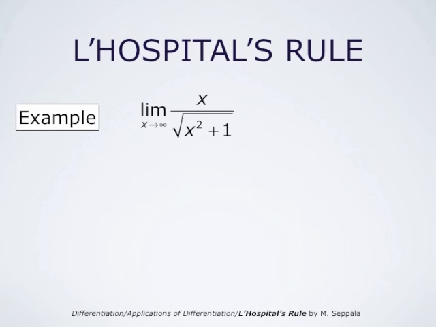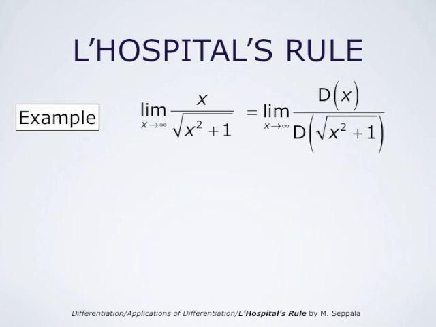Consider the limit as x approaches infinity of x divided by the square root of x squared plus 1. Here both numerator and denominator approach infinity as x approaches infinity, and we are tempted to use L'Hopital's rule. We get that this limit is the same as the limit as x approaches infinity of the derivative of x divided by the derivative of the square root of x squared plus 1. The derivative of x is 1.